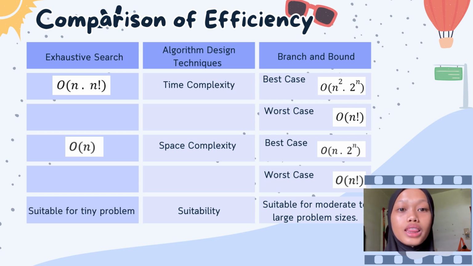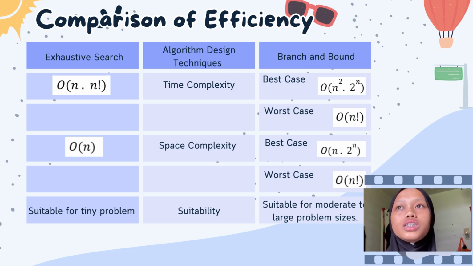Finally, in terms of suitability, exhaustive search is suitable for tiny problems due to its simplicity and straightforward approach, while branch and bound is more suitable for moderate to large problem sizes because of its ability to reduce the search space effectively, making it a better choice for more complex problems.